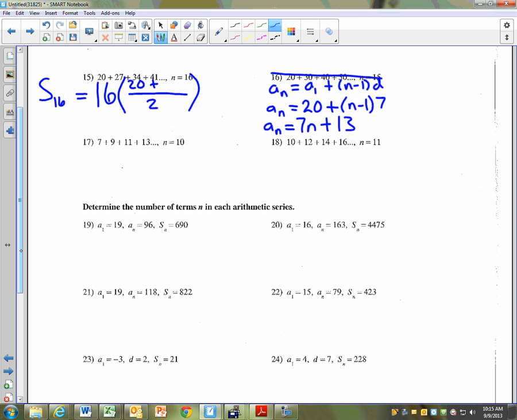Now, how would I figure out the 16th term? Plug it in. 7 times 16 plus 13, 125. Now, is that a problem I can deal with? Sure is. All I had to do is use a secondary formula. What do you get? Louder.